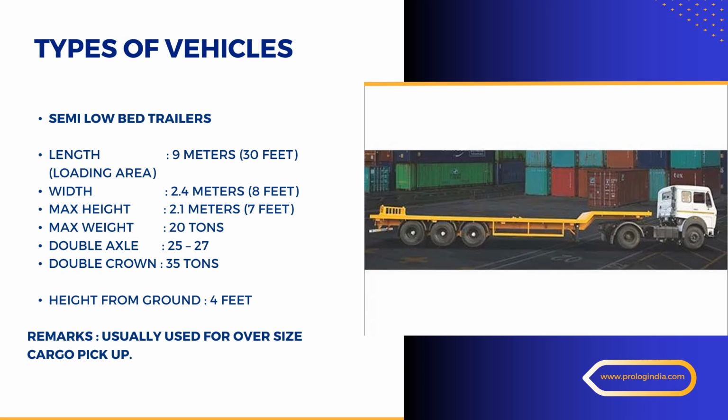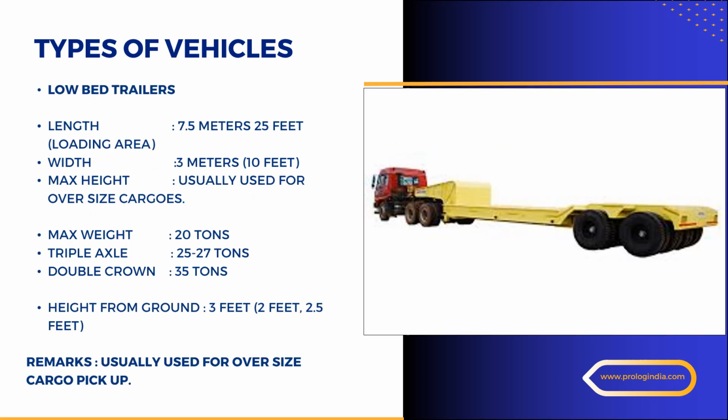See, the normal logic is that the closer to the ground the cargo is carried, the more stability it has, and hence, especially for over dimension cargos, these are carried on low bed trailers. That is, these are the semi low bed trailers, and the next variant, of course, is the low bed trailers. These are the low bed trailers, again used usually for extremely over dimension cargos.